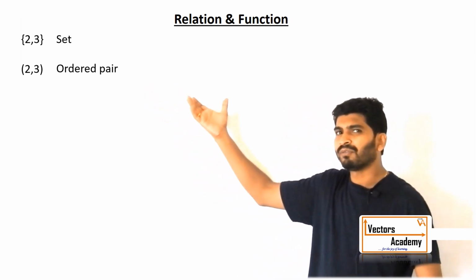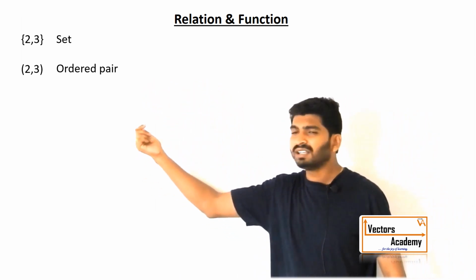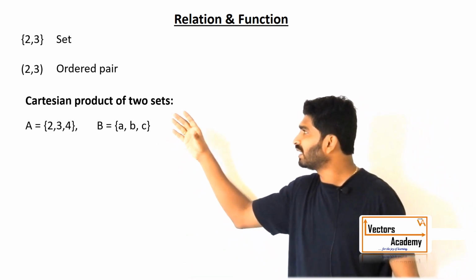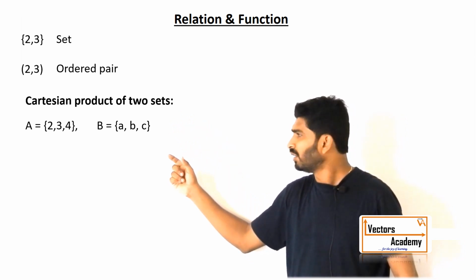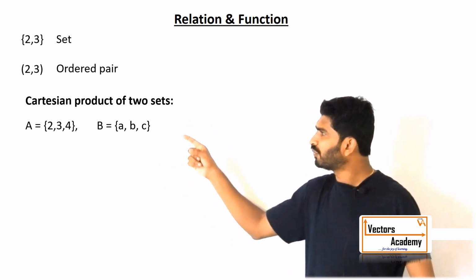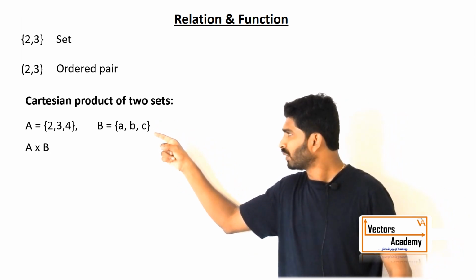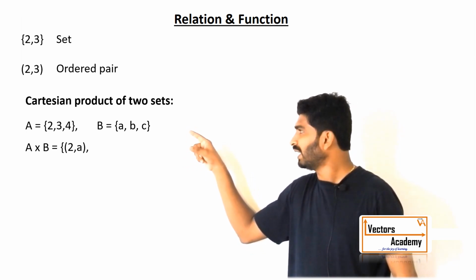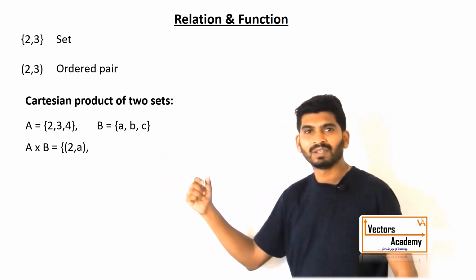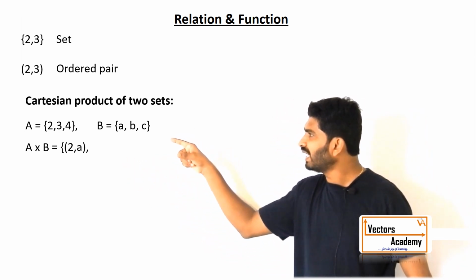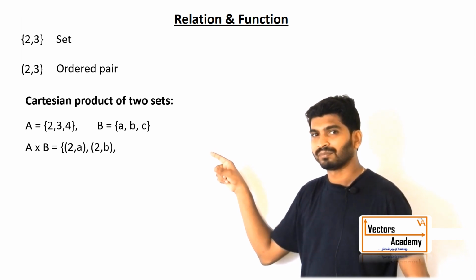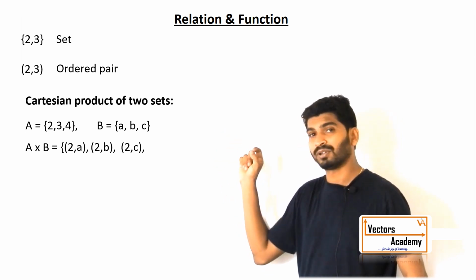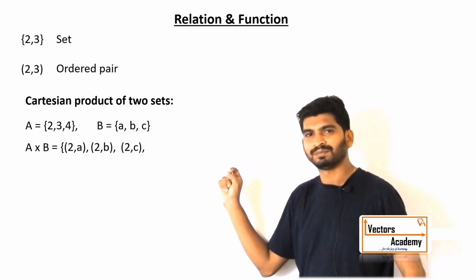Now, let us have a look at where the ordered pair is used. Consider these two sets A and B. If we need to multiply two sets, or find the Cartesian product of two sets, we take the first element from set A, that is 2, and put it in the ordered pair with the first element of set B, that is a. So, the first element will be 2a. Similarly, the first element of set A with the second element of set B, that is 2b, and the first element of set A with the third element of set B will give you 2c.